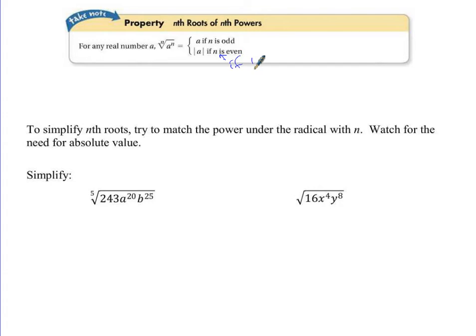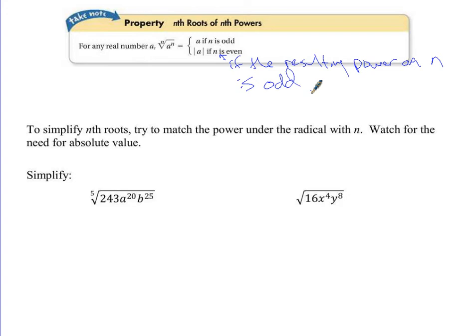So this is true if the resulting power on a is odd. It's a weird one. So it's going to take some practice. We'll have to remember that it's there. Basically, if you're taking the odd root of something, you don't got to worry about this rule at all. You just take the odd root.